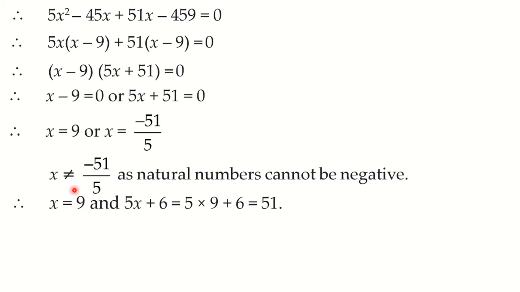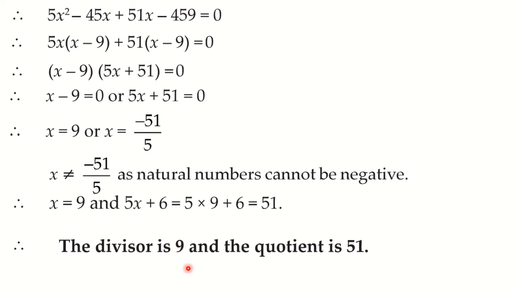So this is the value of the divisor. x equal to 9 is the divisor. And from that you can write down the quotient, which is 5x plus 6. So 5 into 9 plus 6, that is 51. So we got the value of divisor and quotient both. And then you write down the final answer as a statement. Therefore, the quotient is 51 and the divisor is 9. Or you can write the divisor is 9 and the quotient is 51.